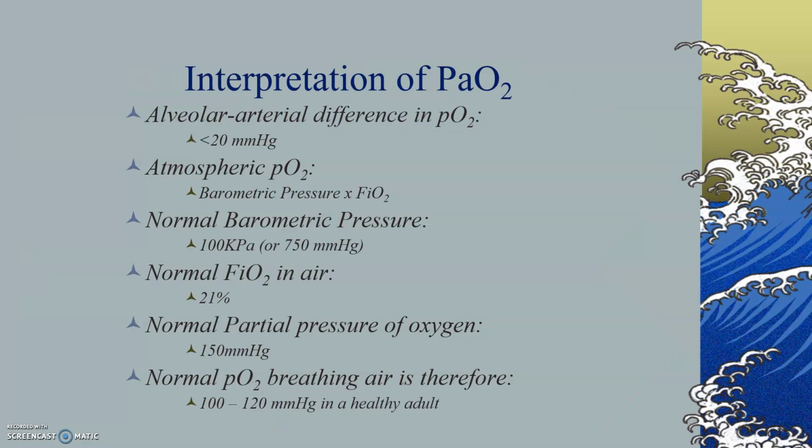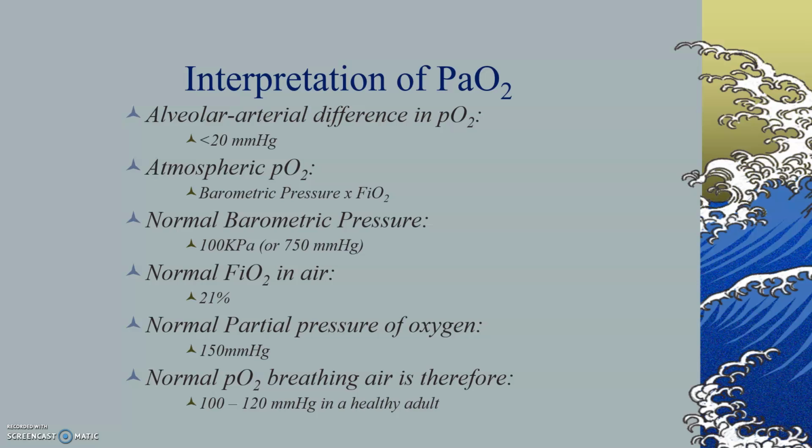If we're going to interpret a blood gas, therefore, we need to know how much oxygen is being breathed in. So we need to know the atmospheric pressure of oxygen plus the percentage of inspired oxygen. In normal air, that's 21%.